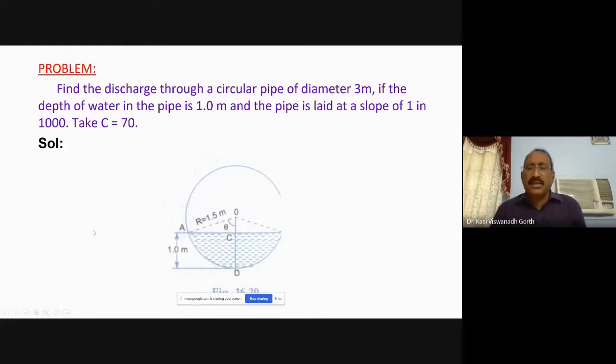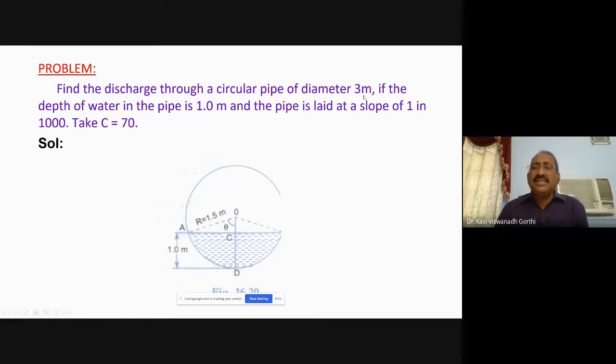Several problems have been worked out because I thought you need to get more and more practice in working out these different shaped channels and different conditions, like calculating the discharge, calculating the diameter of the pipe, calculating the longitudinal slope, and so on. Okay, so this is a circular channel section, and you need to find the discharge.